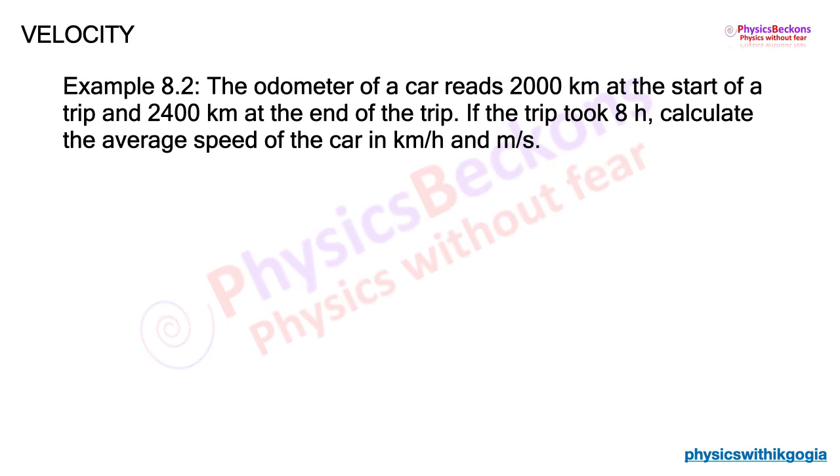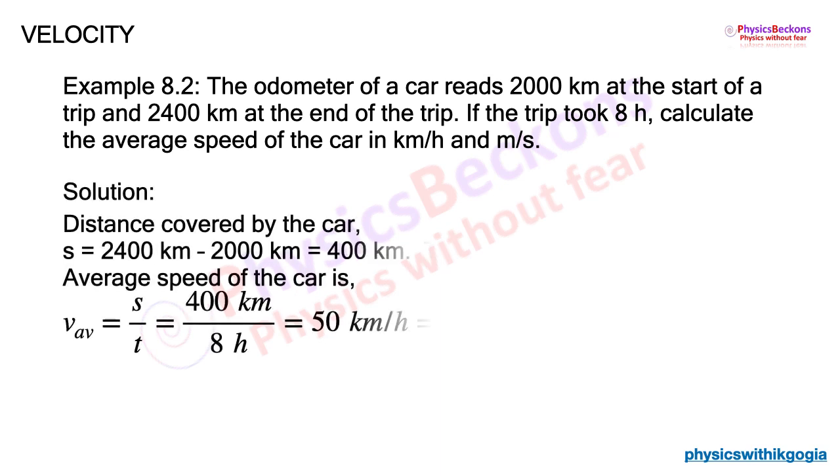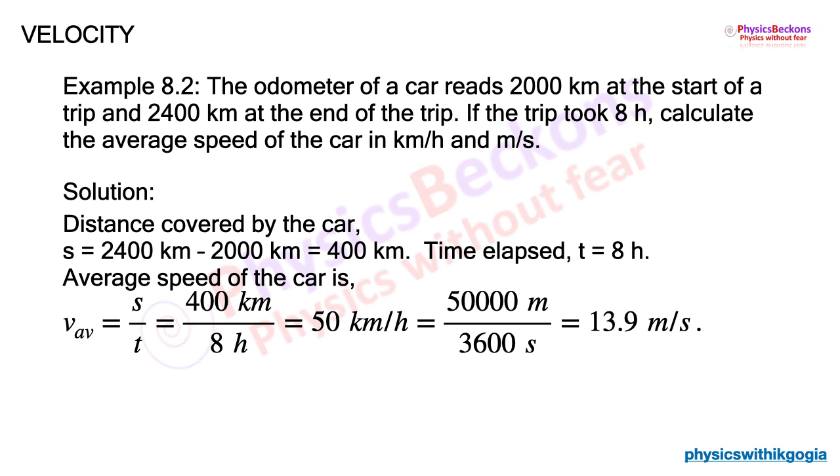Let us take an example. The odometer of a car reads 2000 kilometers at the start of a journey and 2400 kilometers at the end of the journey or the trip. The trip takes an overall 8 hours. You have to find out the average speed in kilometers per hour and meters per second. Here the distance covered is 400 kilometers and the time taken is 8 hours. Using the simple formula for average speed, 400 kilometers over 8, the speed comes out to be 50 kilometers per hour or 13.9 meters per second.